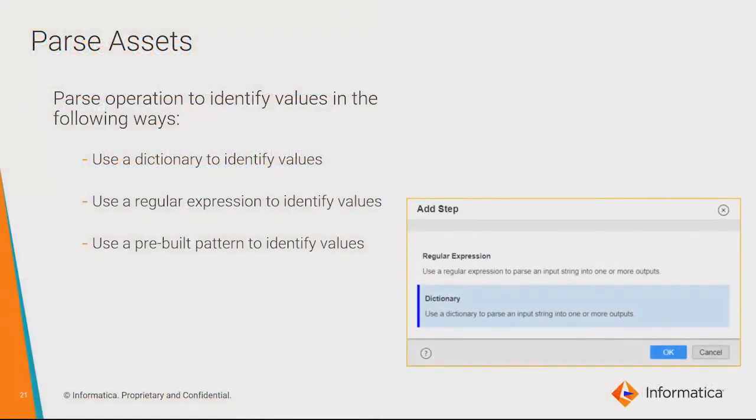So here in the parse operation, you can have dictionaries, regular expressions, and some pre-built patterns to identify the values, and based on this parsing, you can have the appropriate output. So for example, in the dictionary that we showed, if you want to get the area code, or find the phone number's city, you can use the phone number area code in the dictionary and get the city name or state name appropriately.